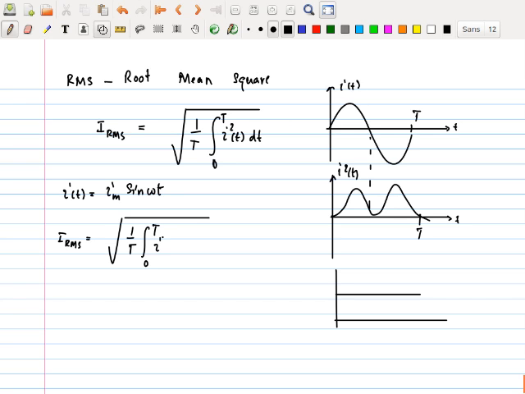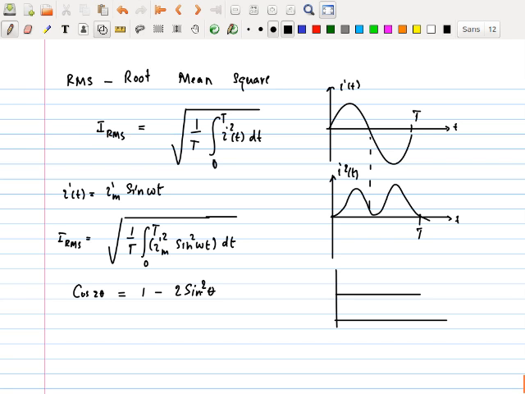Then I squared t is Im squared, then sine squared of omega t, and dt. Now can you do this integral? You did in your advanced level, or O level, I'm sure, something called cosine 2 theta is equal to 1 minus 2 sine square theta. You didn't do this? Yeah, you did. O level.